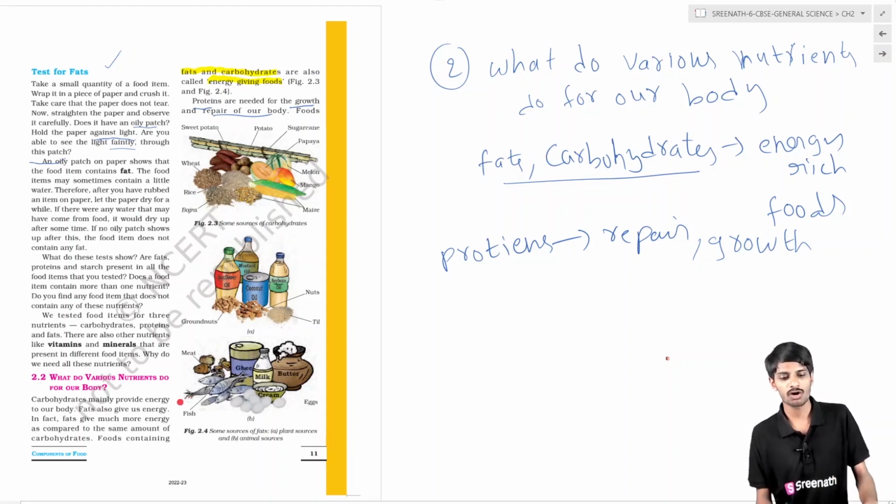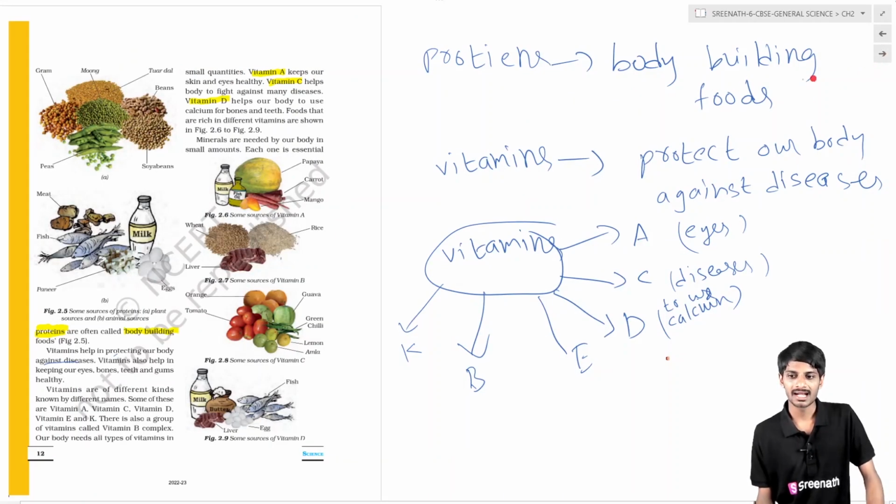After that, the second topic: what do various nutrients do for our body? There are so many nutrients which are required for our body. In what way are they required? What will they do to our body? Basically, fats and carbohydrates are energy-rich foods. They give so much energy, and fats have more energy than carbohydrates. Proteins help to repair our body and for growth.